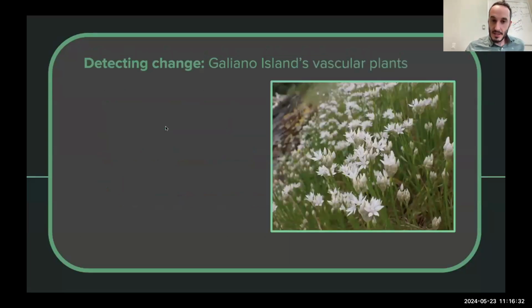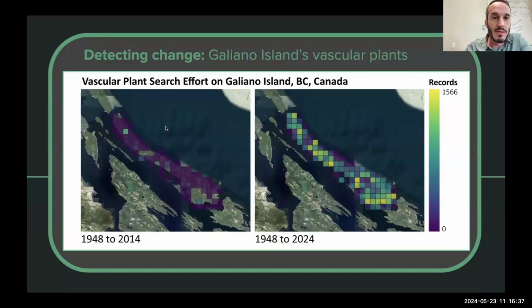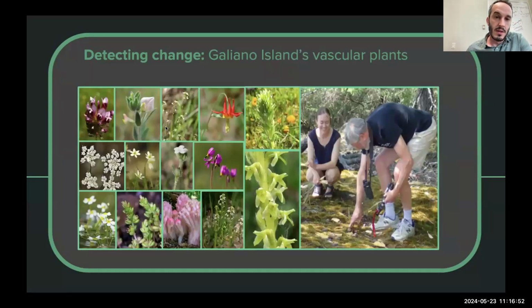Moving on to vascular plants, our next case study. Here's a quick overview of historical search effort. On the left, you can see the historical data from 1948 to 2014. And on the right, all the additional data that's been generated since the project began in 2016. By 2020, we had documented about 80% of the native plant diversity.